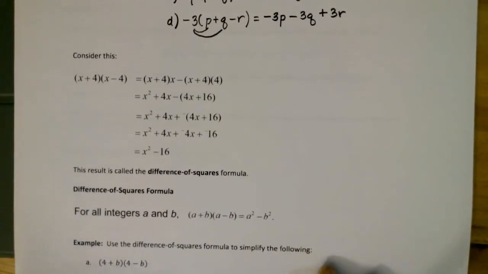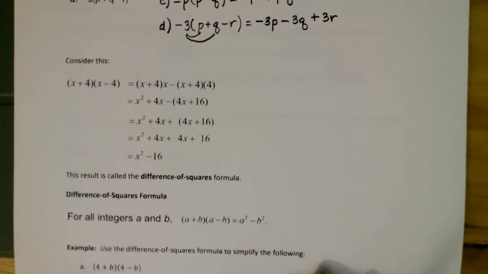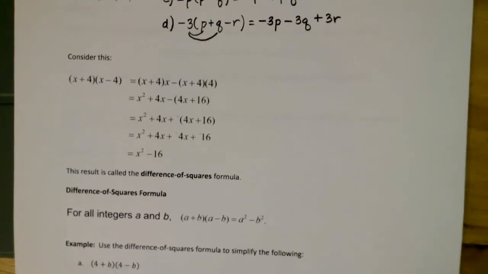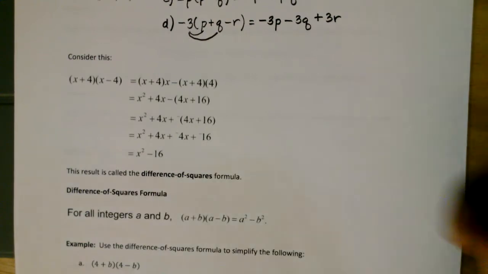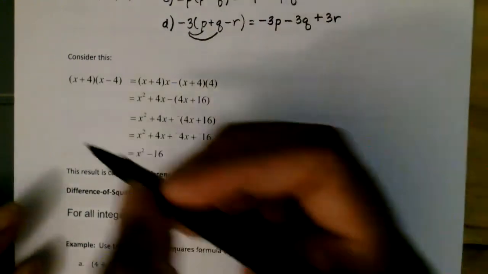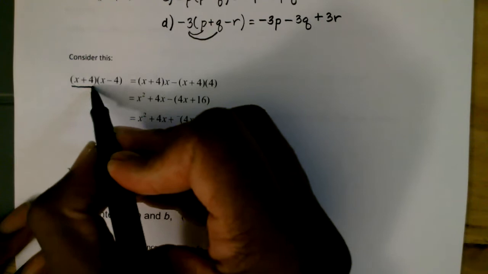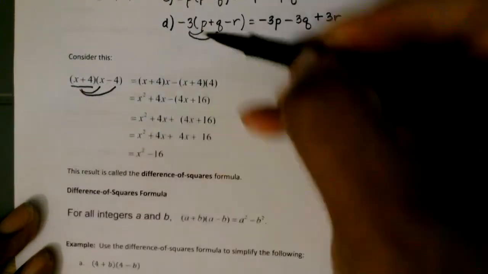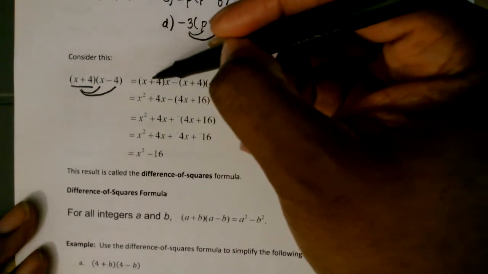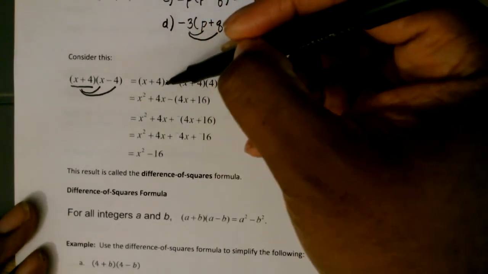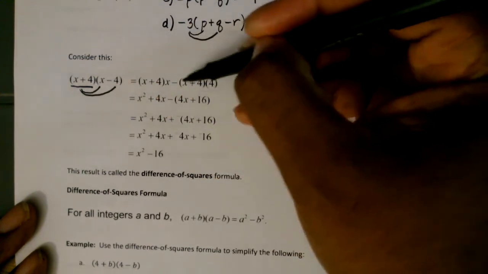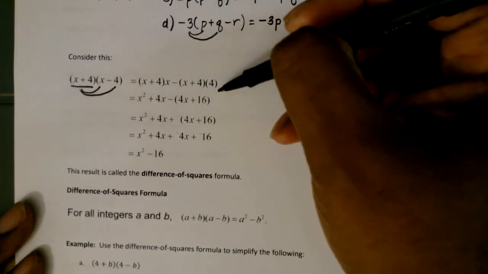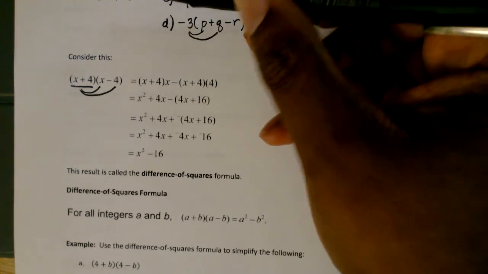Now let's consider something like this. Let's say we had x plus 4 times x minus 4. Now, if I use the distributive property, this x plus 4 would be distributed over the x and the minus 4. As you see here, I have x plus 4, that quantity times x, minus the x plus 4, that quantity times 4. And then we use the distributive property here.